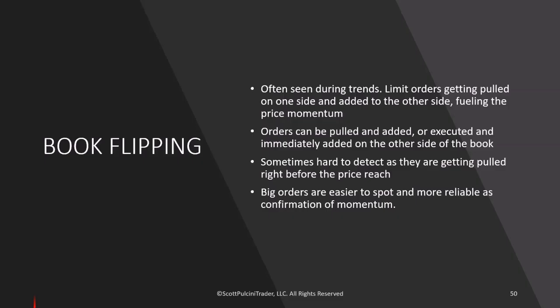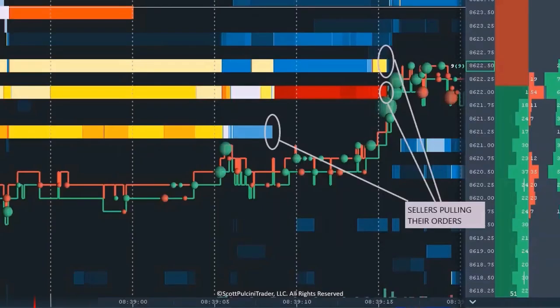What matters is the overall intention of the market. You see, big orders are easier to spot and more reliable as confirmation of momentum. So you'll see here, as the price moves up, those sellers are pulling the orders. These ones get pulled at the very last second. Here they get pulled a little bit before, and what do they do? They add below. Okay, they pull those orders down here and add below down here. So they flip their orders on the book. That's why it's called book flipping.